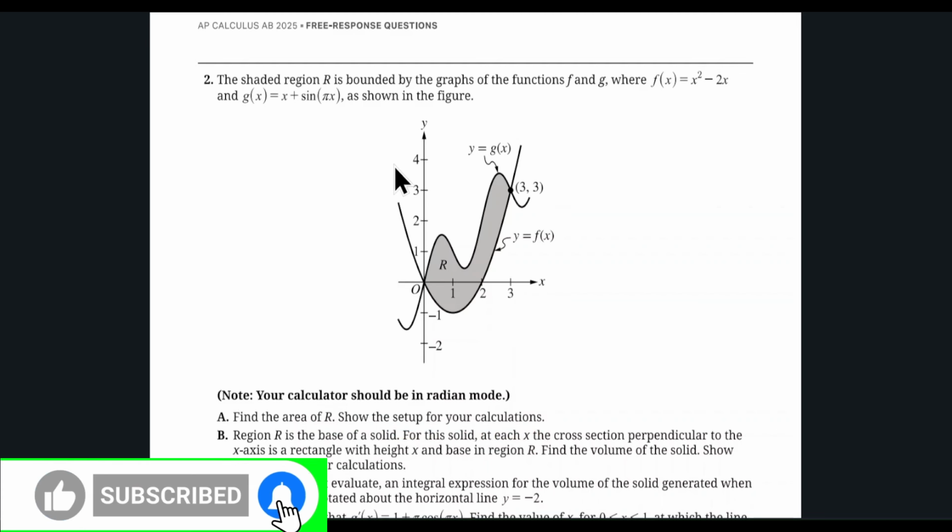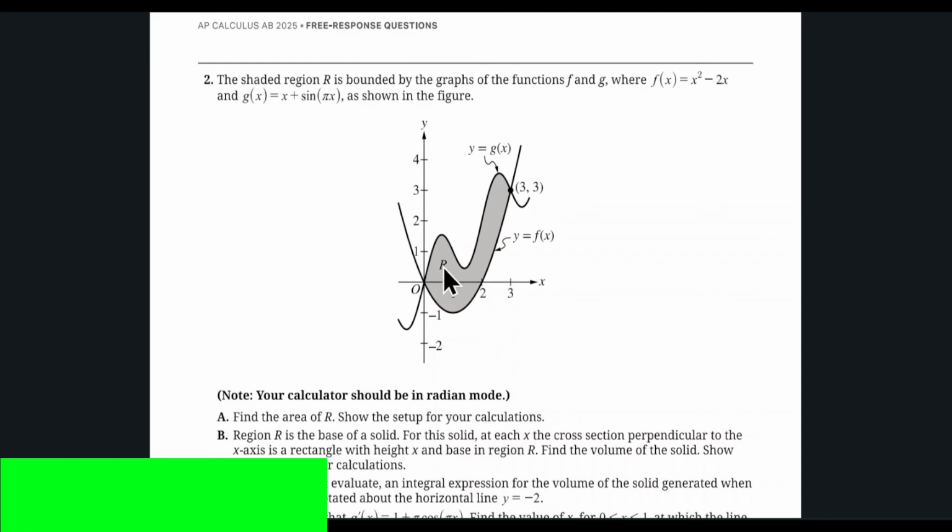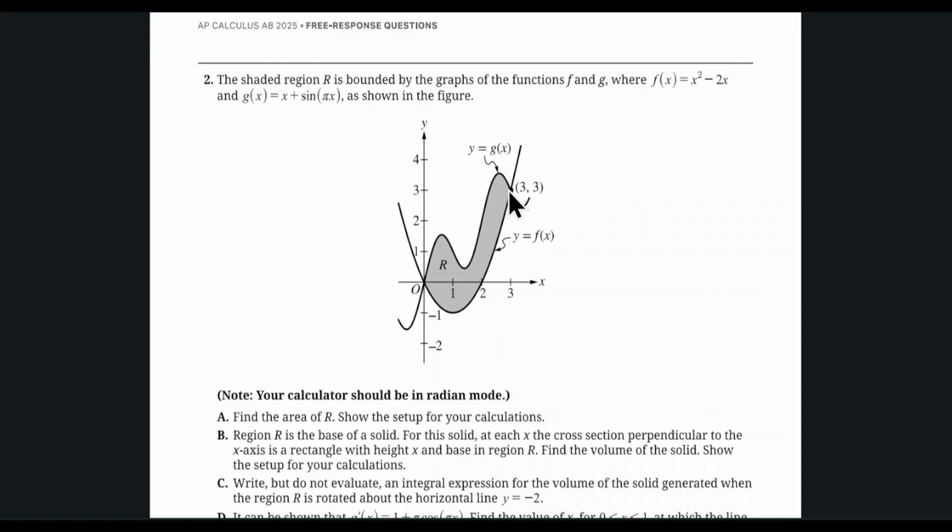Okay, so we know that area. This is clearly a top minus bottom thing, right? Because g is always on the top and f is always at the bottom. And for our convenience, they have also given the point of intersection. I would say pretty straightforward. The area is going to be the integral from 0 to 3 of g(x) minus f(x), because it's top minus bottom, dx.